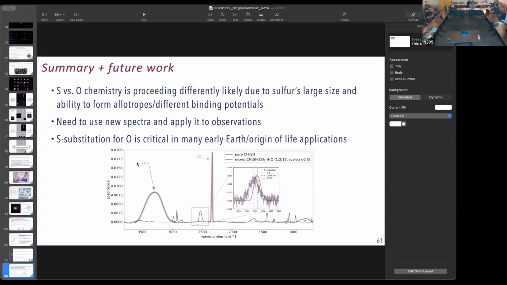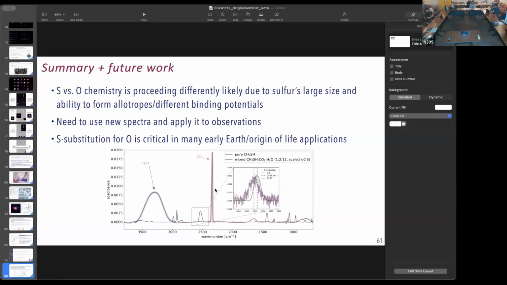And another thing is I have all of these mixed spectra now that I want to apply to observations. So one thing I want to highlight in the infrared spectra is that in mixed ices, we do see these spectral shifts and broadening, and this can be applied to archival data. So now that I'm building up a spectral database, I want to apply it to JWST observations to infer mixing ratios and see if I can actually find hints of methyl mercaptan.